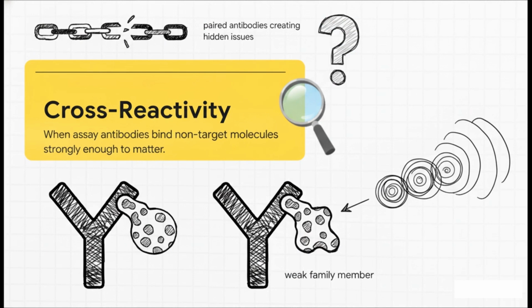Starting with the most common culprit, antibody-related cross-reactivity. This happens when your target belongs to a protein family with conserved domains, or maybe it shares epitopes with other molecules. Now, even if each antibody looks perfectly fine on its own, paired antibodies can create serious hidden issues. For example, your capture antibody might pull down a weak family member from the sample, and then the detection antibody comes in and amplifies that minor event into a massive, deceptive false positive.